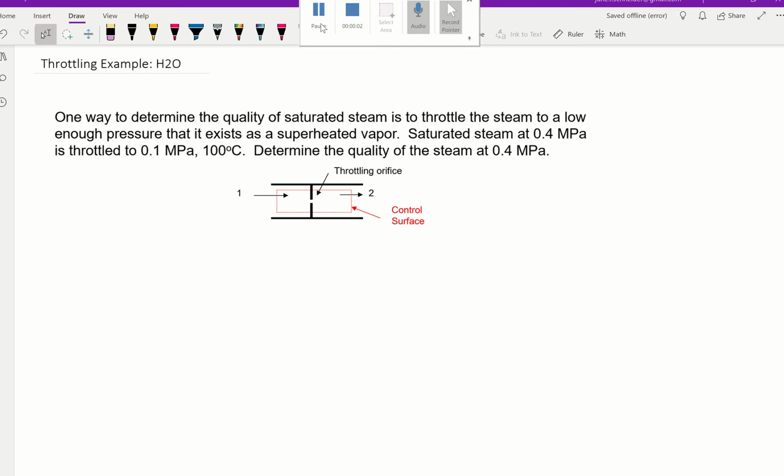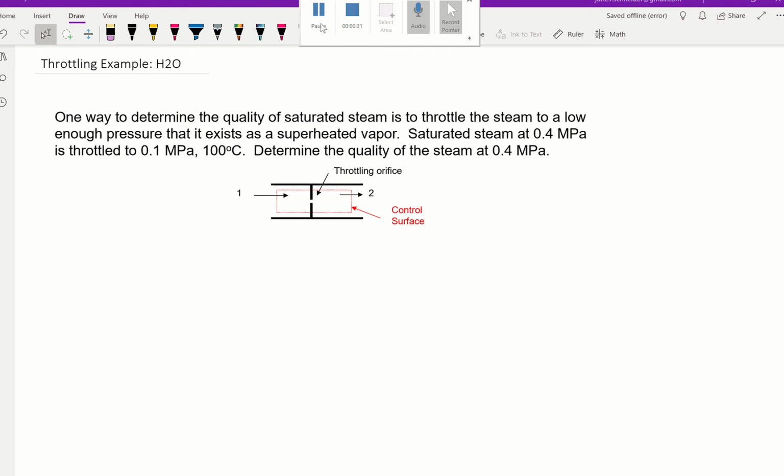Hello, in this video we're going to use water as an example to go through the throttling device. In the last video, we looked at refrigerant 134a going through the throttling device. We discovered the pressure drops down. However, the most terrific thing that happens is that the temperature drops tremendously. But how about if we have water going through this throttling valve?